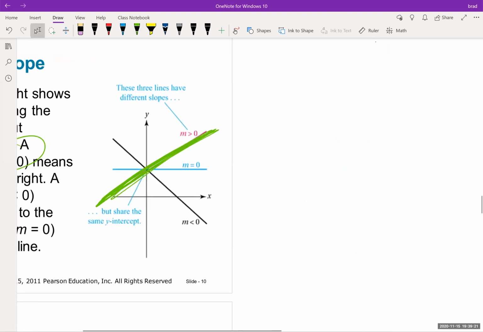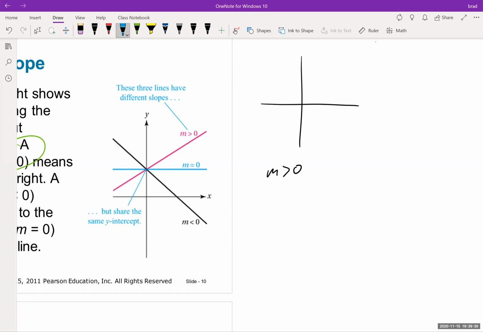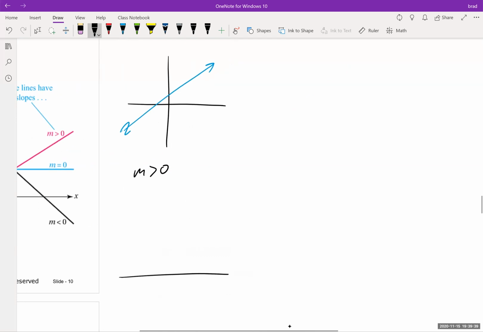So again, I kind of don't like their drawing. It's all happening on the same drawing. So let me kind of show you here. This is something with a positive slope. Okay, so let's just do that. So there's that one. Here's another graph. And then let's do another graph.